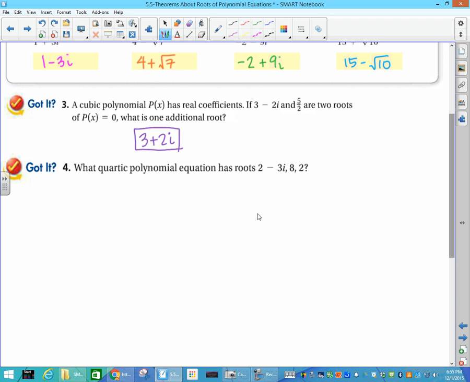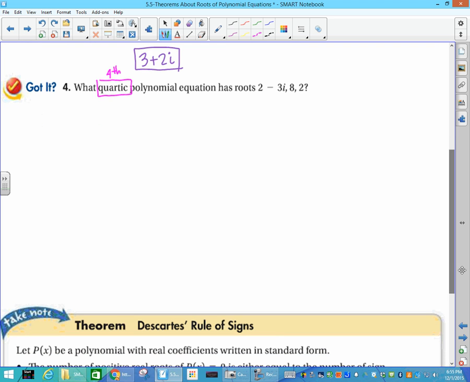Okay, so we need that because sometimes we have to go backwards. We're given the roots of a polynomial, and we did this before, just a little bit fancier because this time we have a quartic. And so what is a quartic? I hope you're saying to yourself, that's a fourth degree. So I'm going to end up with x to the fourth. So what is a quartic polynomial equation that has roots of 2 minus 3i, 8, and 2?